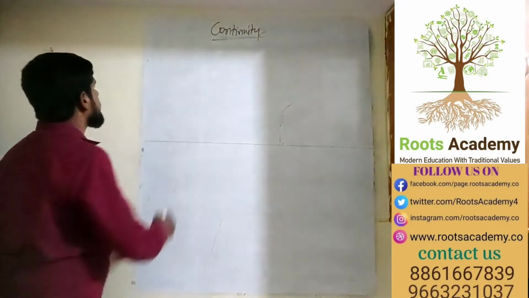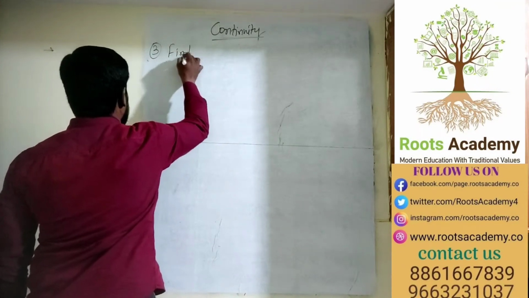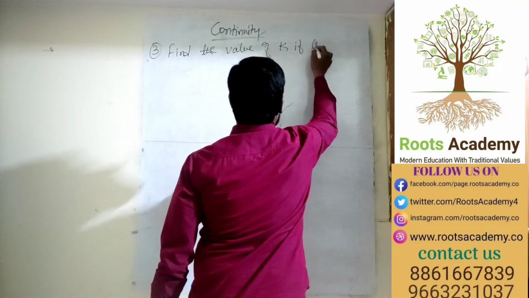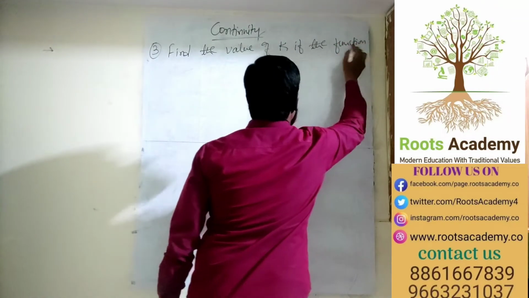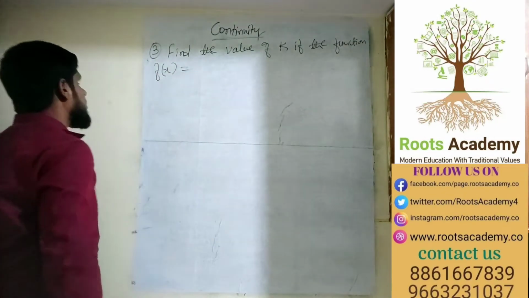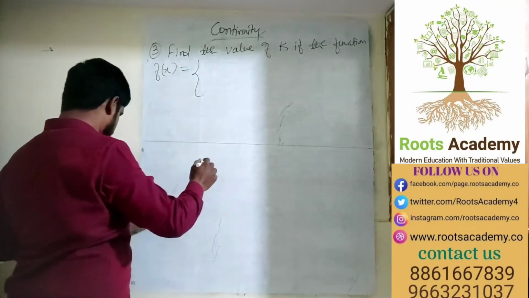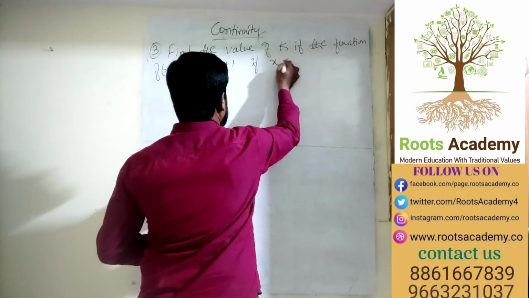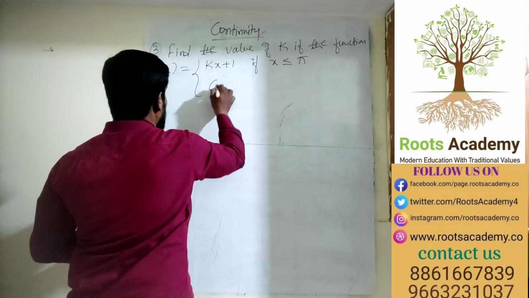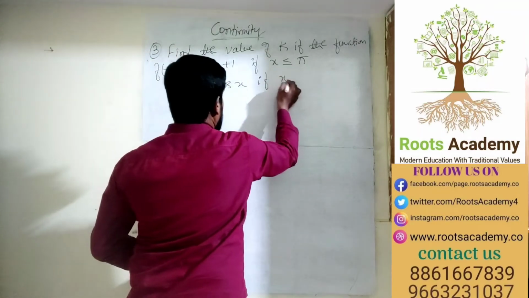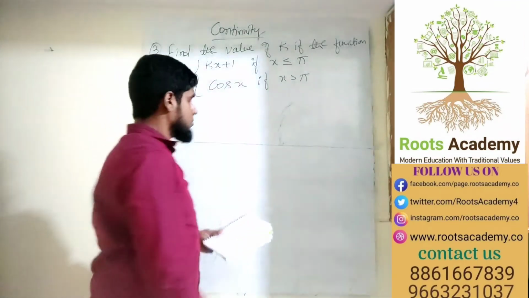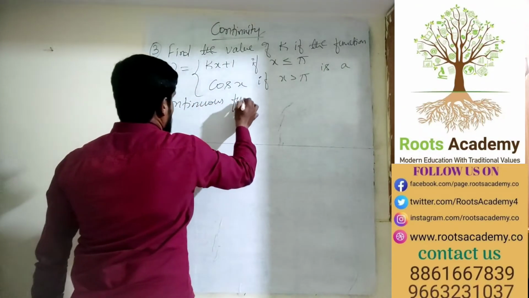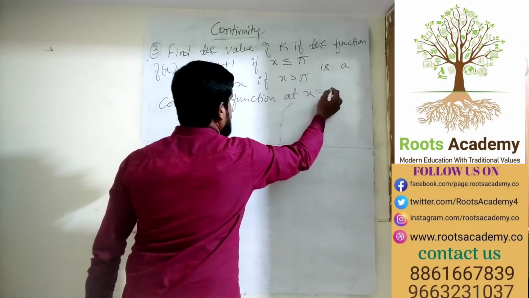Now let us go to the next problem. Find the value of k if the function f of x is equal to kx plus 1 if x is less than or equal to pi, and cos x if x is greater than pi, is a continuous function at x equal to pi.